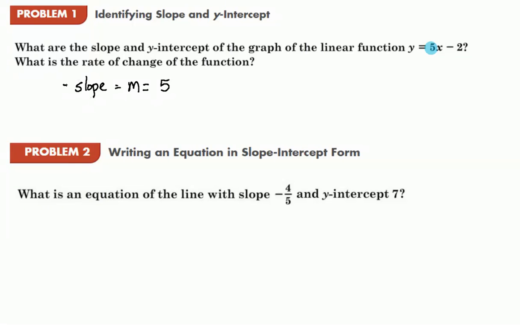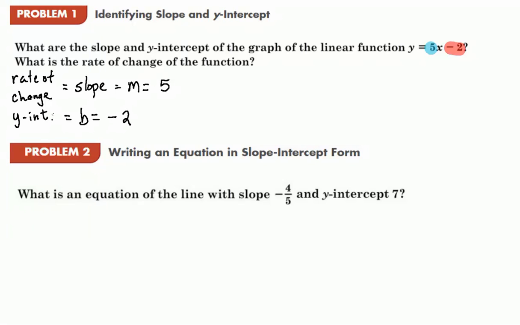Our slope is the same as our rate of change. All right, next thing, we want to find our y-intercept. Our y-intercept is going to be the number at the end here, which is going to be a negative 2. If it has a negative, you're going to use a negative. If it's a positive, you use a positive. So this is a negative 2. Our b value is going to equal negative 2. So that happens to be our y-intercept. Okay, so there's problem number 1.